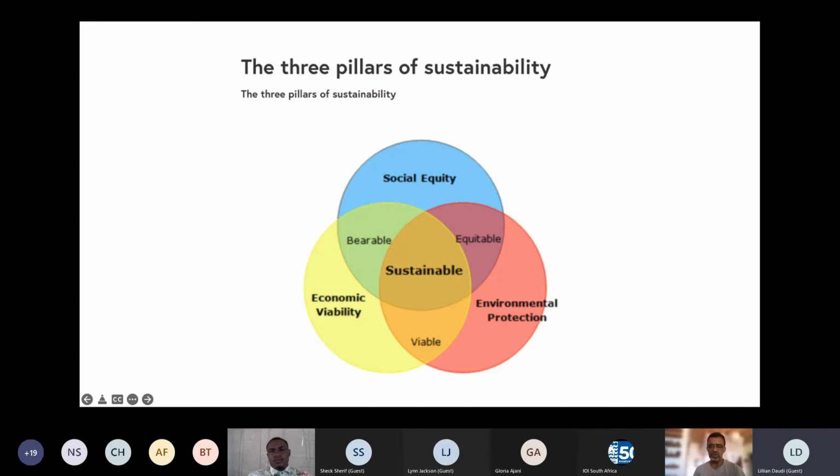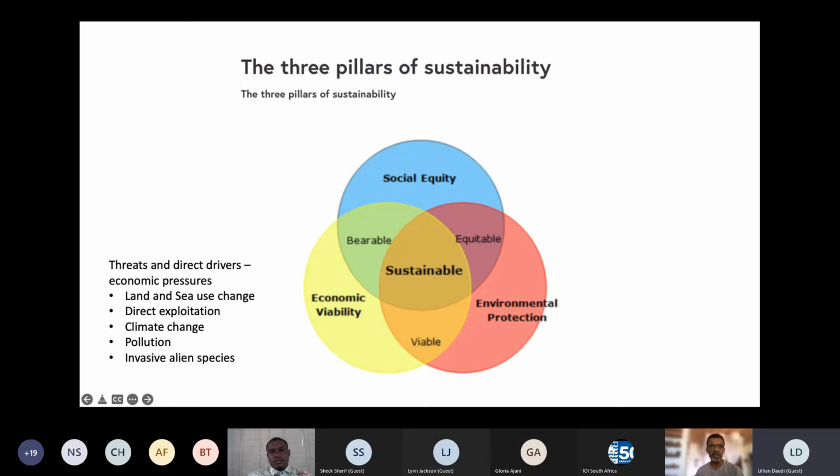The background document that you have for the course identifies some of the principal threats and direct drivers of environmental degradation or ocean degradation. I have done a lot of work in the IPBES process. This is the Intergovernmental Panel on Biodiversity and Ecosystem Services. And in that process, we identified five main categories of direct drivers, which all come from economic activity. So there's land and sea use change, direct exploitation such as fisheries, climate change, pollution, and invasive alien species.